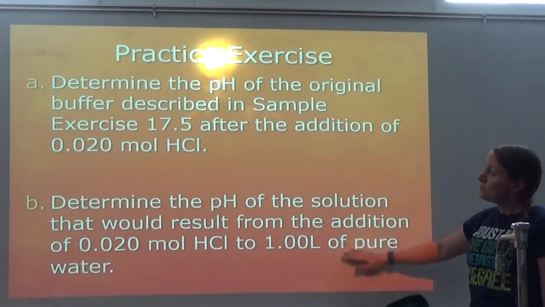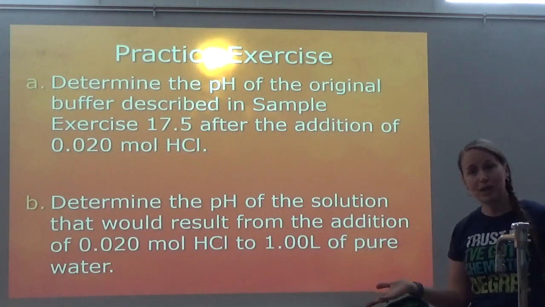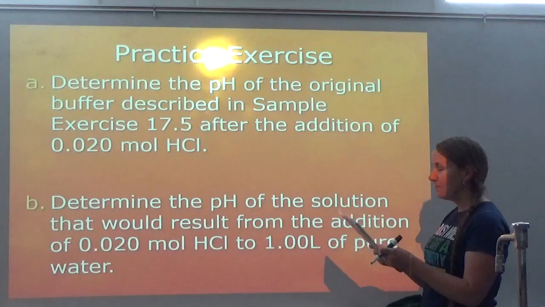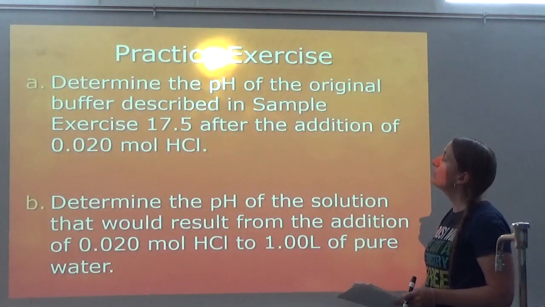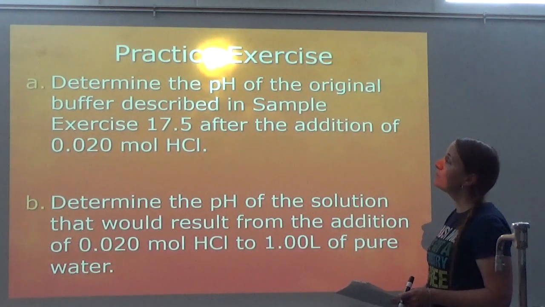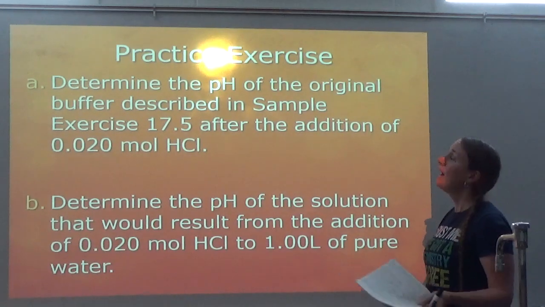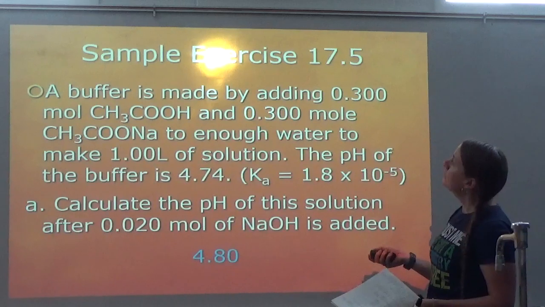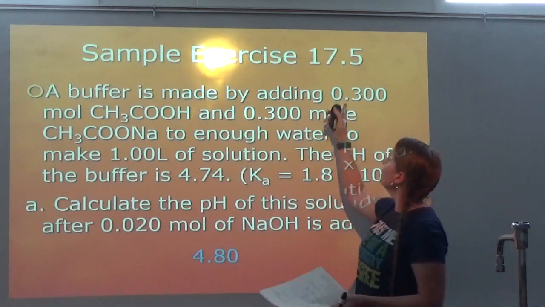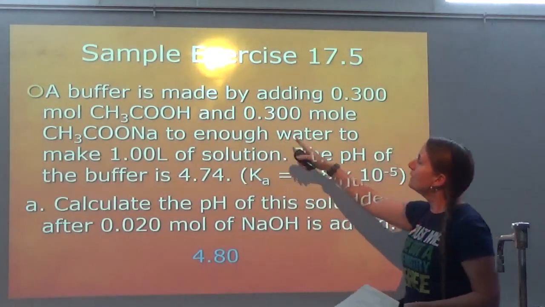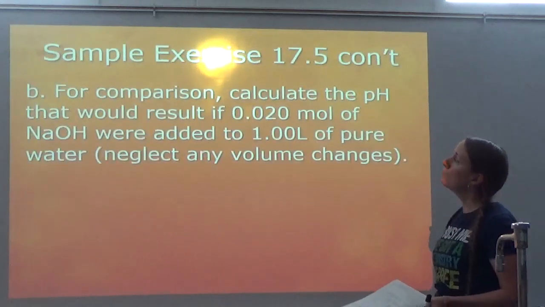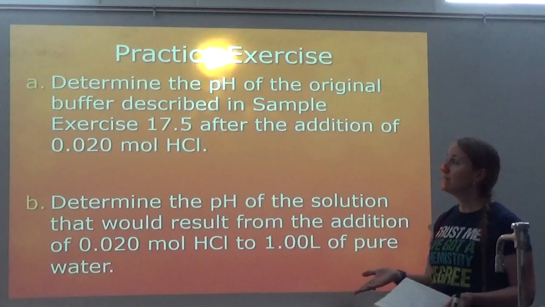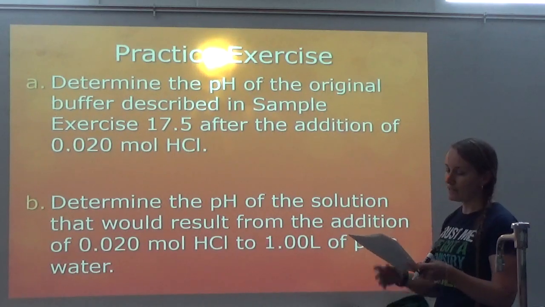Alright, so now you get to try one of these long things. Y'all try this one, and then I'll assume you've done that, and let's look at it together. So it says, determine the pH of the original buffer described in sample exercise 17.5 after the addition of 0.02 moles of HCl. So this is where we had the 0.3 moles of the acetic acid and the 0.3 moles of the sodium acetate. But this time we're going to add 0.02 moles of hydrochloric acid to it.